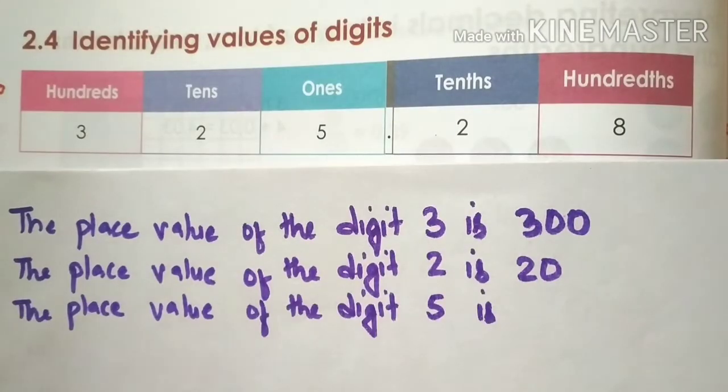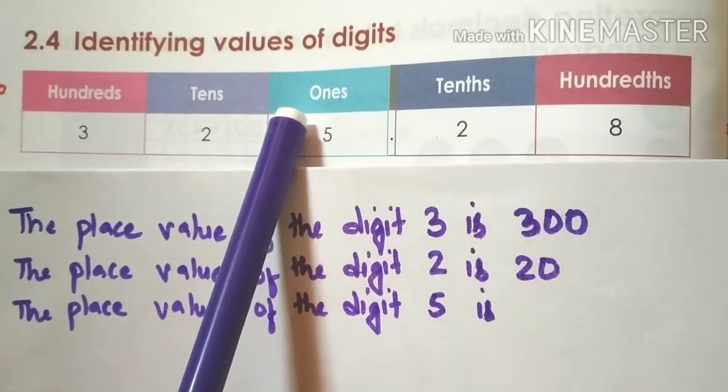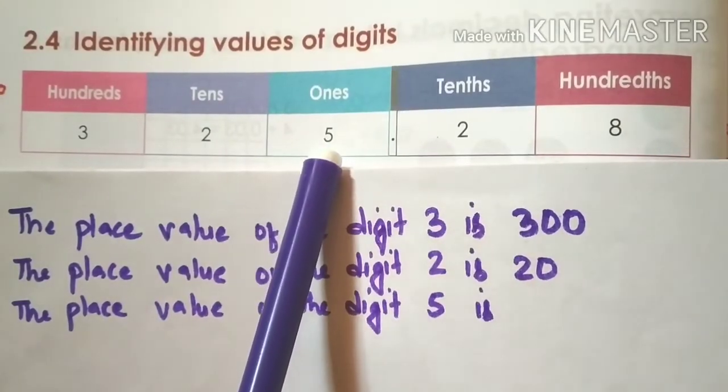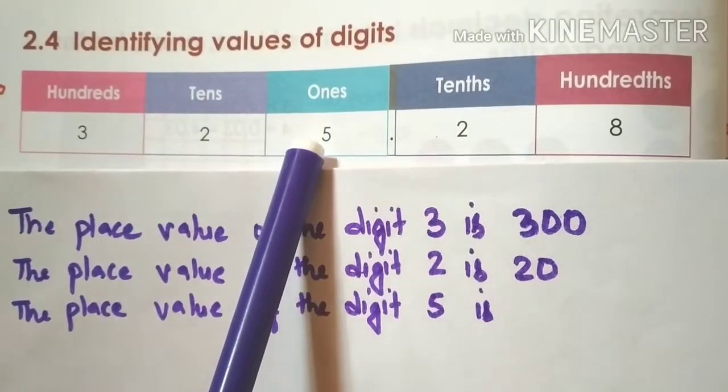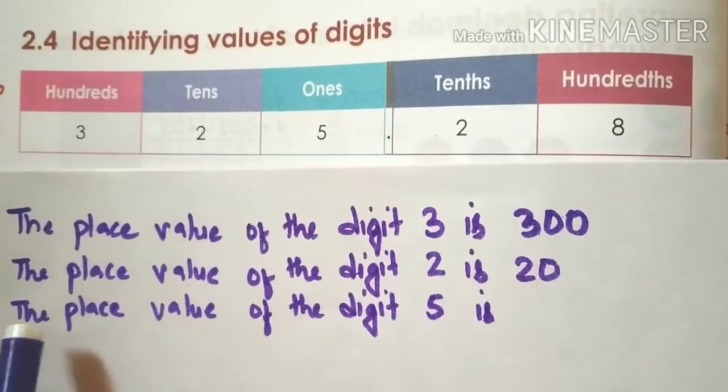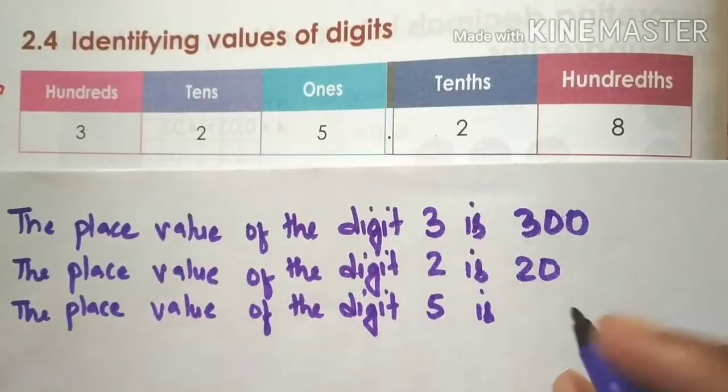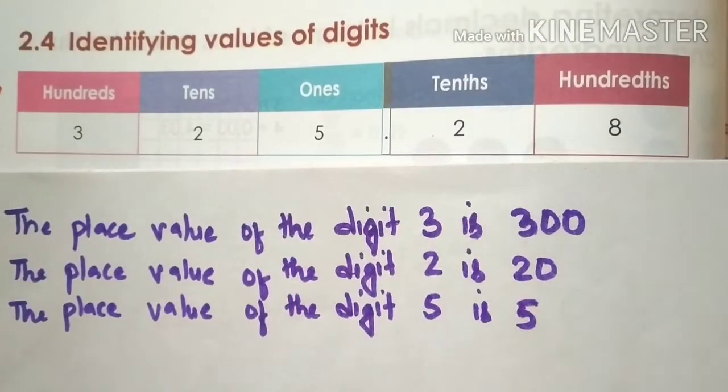And students, which digit is in the ones place? The digit 5 is in the ones place. And what is the place value of the digit 5? The place value of the digit 5 is 5 itself.